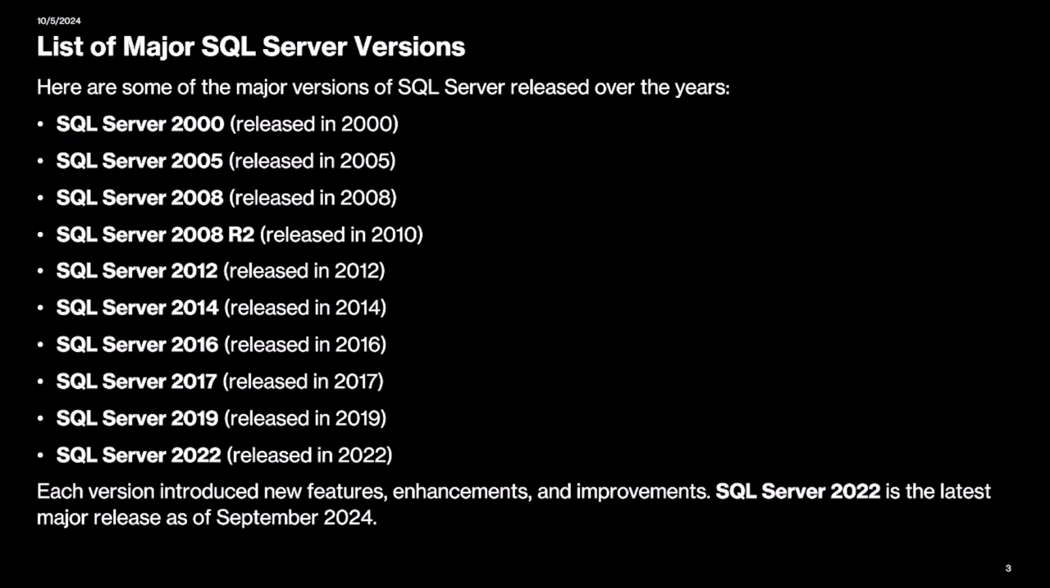So here is the list of the major SQL Server versions. Here are some of the major versions of SQL Server released over the years. SQL Server 2000 released in 2000, SQL Server 2005 released in 2005, SQL Server 2008 released in 2008, SQL Server 2008 R2 release, SQL Server 2012 released in 2012, SQL Server 2014 released in 2014, SQL Server 2016 released in 2016, SQL Server 2017 released in 2017, SQL Server 2019 released in 2019, SQL Server 2022 released in 2022.